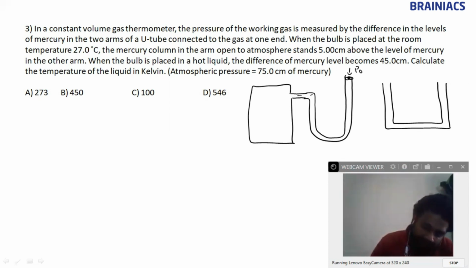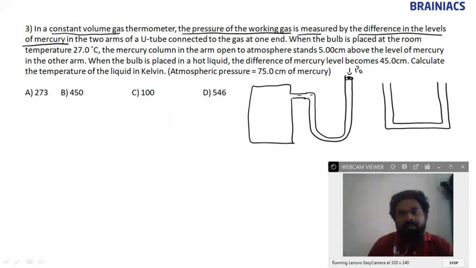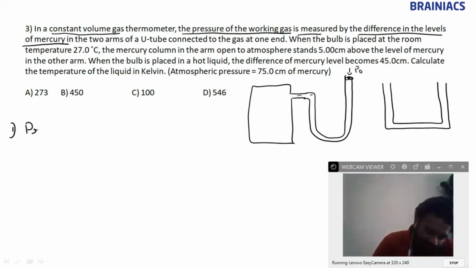In a constant volume gas thermometer, so this is constant volume, keep it in mind, the pressure of the working gas is measured by the difference in the level of mercury. So pressure means nothing but difference in the level of mercury. That is one point. What is pressure? Pressure is equal to difference in level.